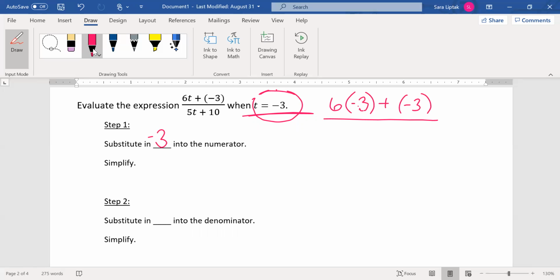Divided by, let's look at step 2. Substitute blank into the denominator. Well, again, I see 5 being multiplied by t, but I know t is equal to a -3. So I'm going to substitute in -3 into the denominator and then simplify. So let's do that. 5 multiplied by a -3, and we're going to add 10 to that, just like our example shows. So in step 1 and 2, the only thing we did so far was replaced or substituted our -3s in anytime we saw a t.